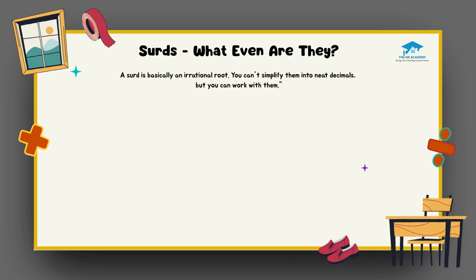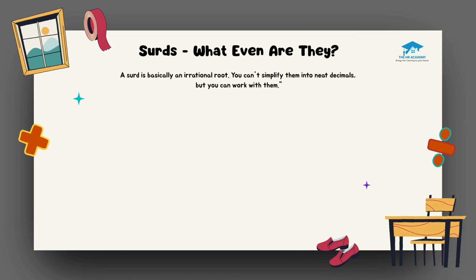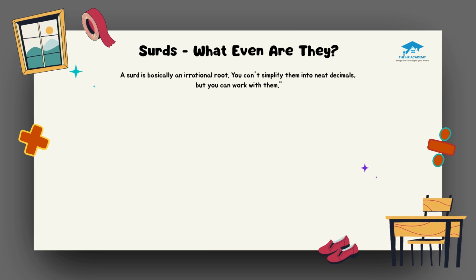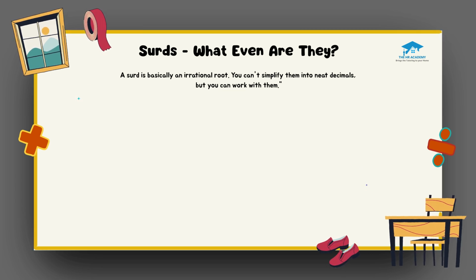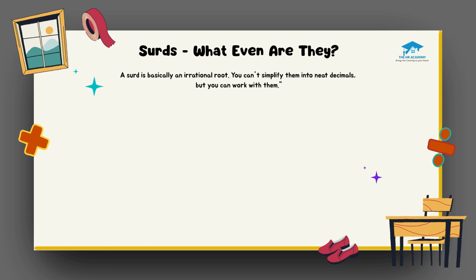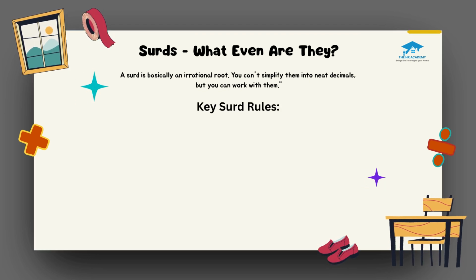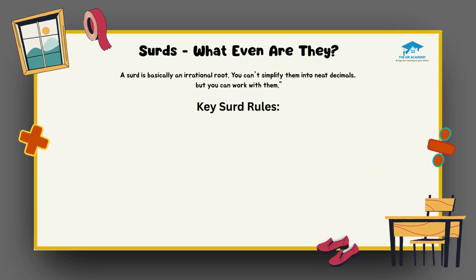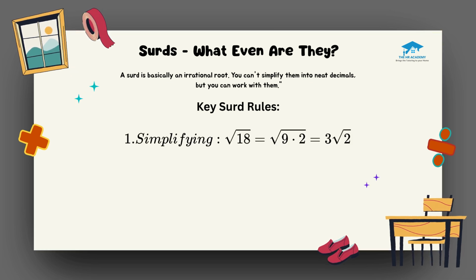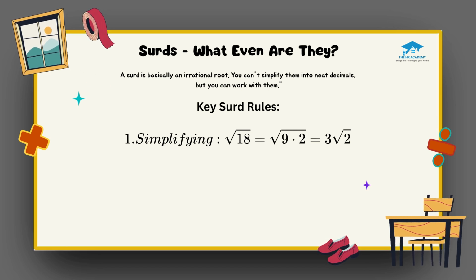Next up, surds. A surd is basically an irrational root, like the square root of 2, or the square root of 5. You can't simplify them into neat decimals, but you can work with them. The 3 key surd rules we will do in this video are simplifying, adding or subtracting, and multiplying. Let's start with an example of simplifying.